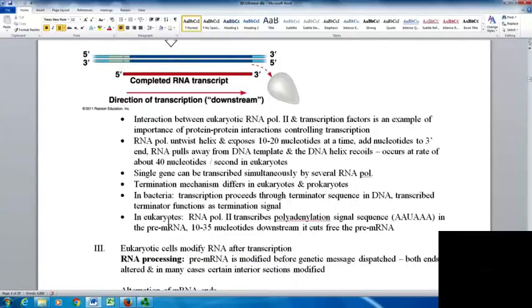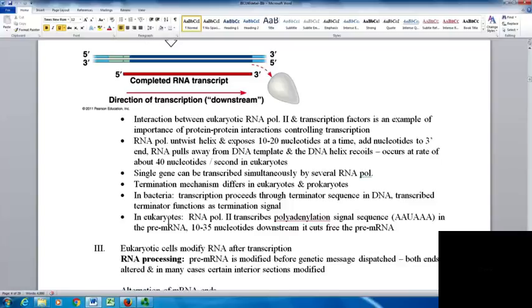The interaction between the eukaryotic RNA polymerase II and the transcription factors is an example of how important these protein-protein interactions are in helping to control transcription. RNA polymerase is going to untwist the helix and expose about 10 to 20 nucleotides at a time. It adds nucleotides to the 3' end, and then the RNA is going to pull away from the DNA template and the DNA helix will recoil. This occurs at a rate of about 40 nucleotides per second in the eukaryotes.